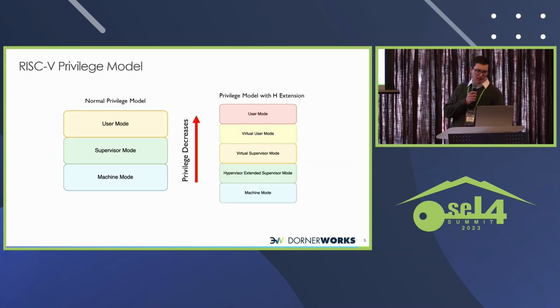And then the privilege model, that's important when we're considering virtualization. And looking at the normal privilege model, it's mostly what you would expect. You have machine mode, which is the highest privilege, then it goes down to supervisor and then into user mode. The standard would be machine mode, you're running your bootloader. The common one now is OpenSBI. And then on supervisor, that's where you're running your OS, and then user mode is where you're running all your applications.